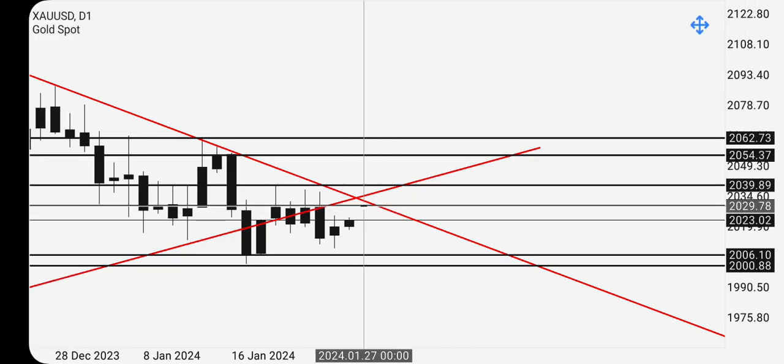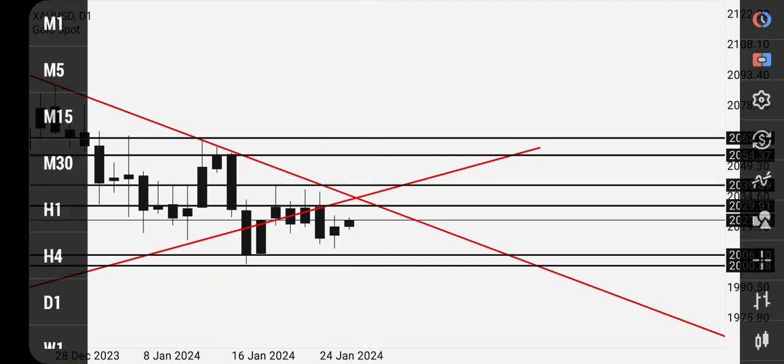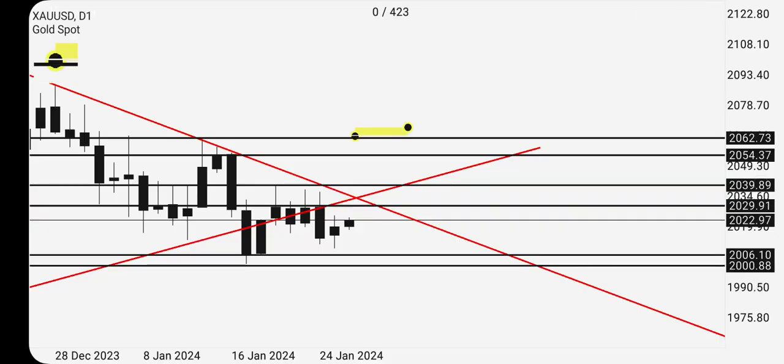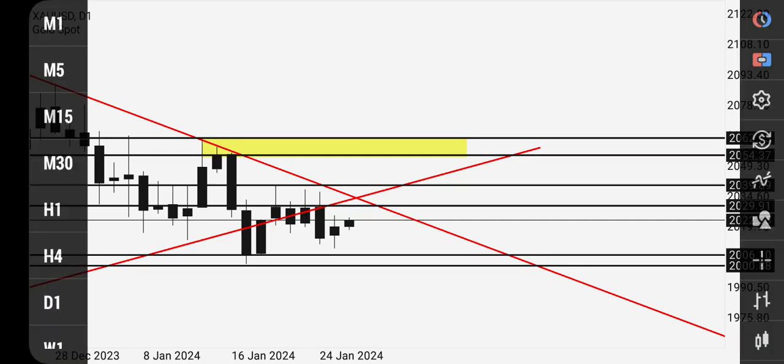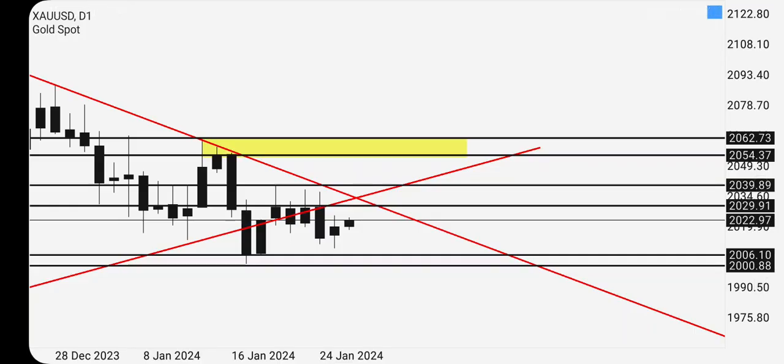So now you do have your entry point here. Now we have what you call confluence. We're waiting to see at this level $2,029. After that, I will just put my yellow blocks to finish the analysis. Here we go. The last one. Okay, we're almost done now.